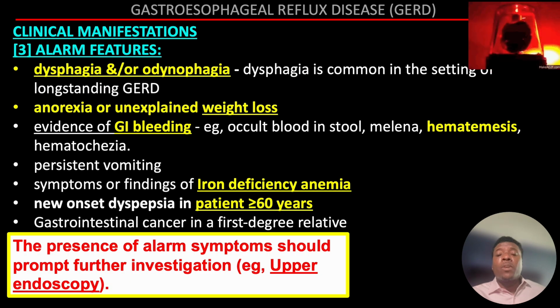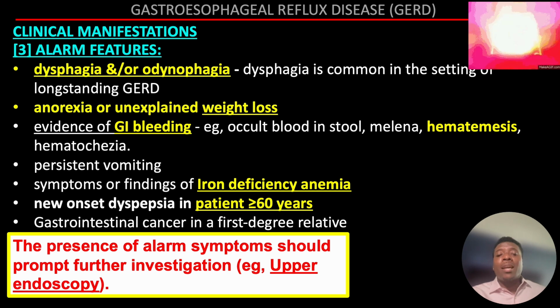Now, the third type of GERD symptoms are what we call the alarm symptoms. If they present with any of these alarm symptoms, you have to be very worried they may have a complication of GERD. So these alarm symptoms include dysphagia, difficulty swallowing, odynophagia, painful swallowing, unexplained weight loss, GI bleeding, that can include melena, dark-colored stools, or hematemesis, iron deficiency anemia, or a patient over the age of 60 with long-standing GERD.